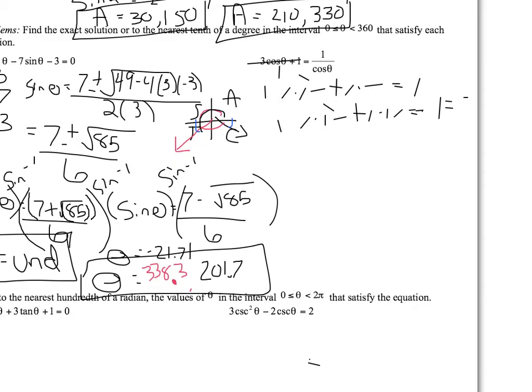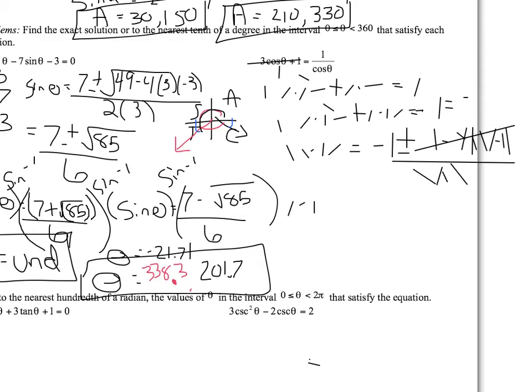I'm going to use my quadratic formula, so it's going to be cos theta equals negative 1 plus or minus the square root of 1 minus 4 times 3 times negative 1 all over 2 times 3. So cos theta equals negative 1 plus or minus the square root of 13 over 6. Separate it into two problems, one with the plus and one with the minus.